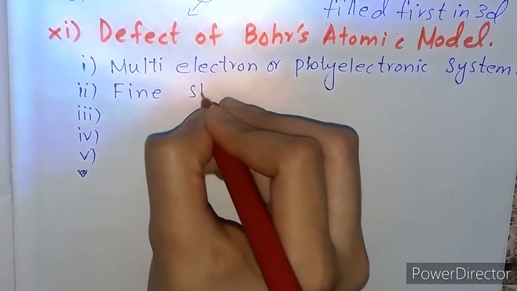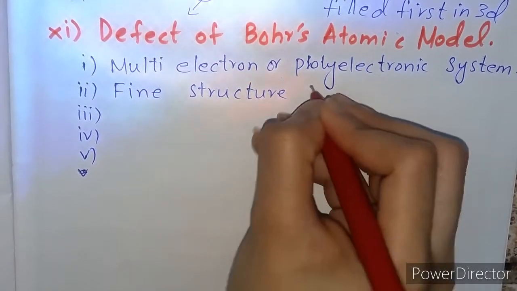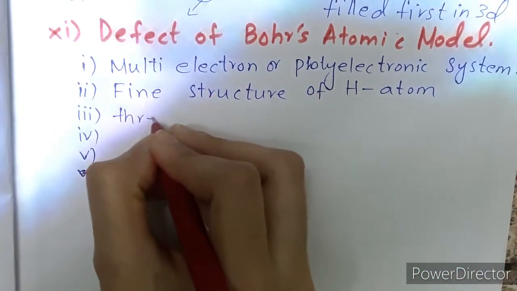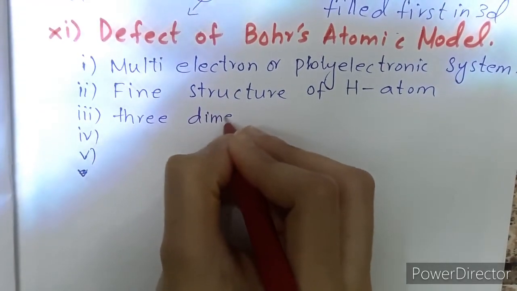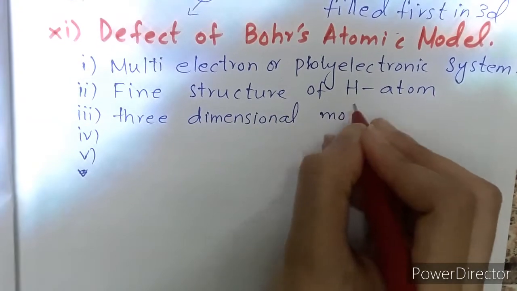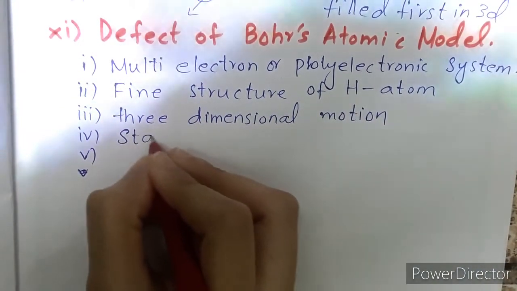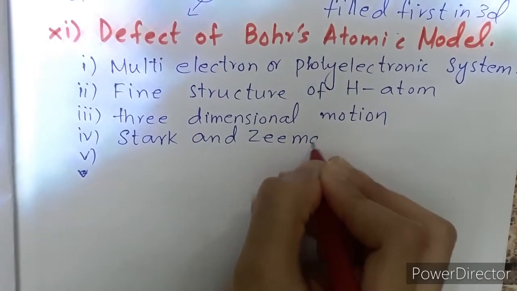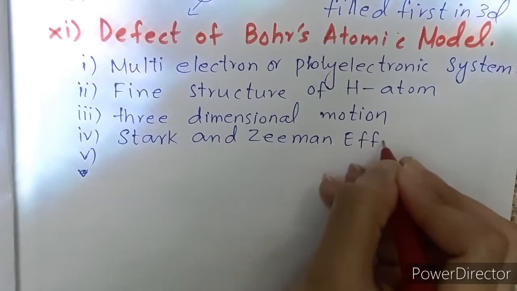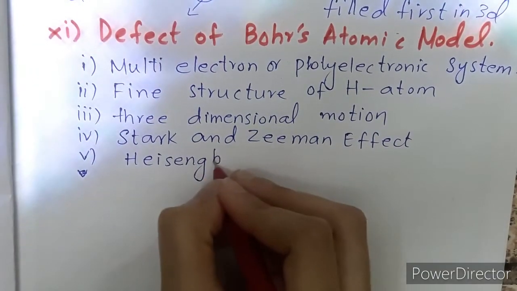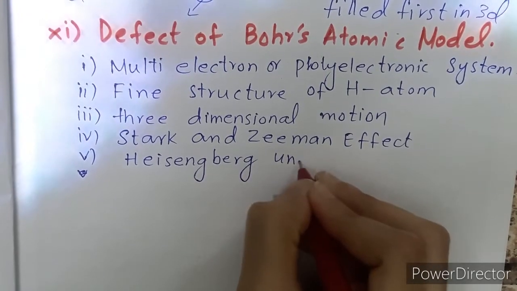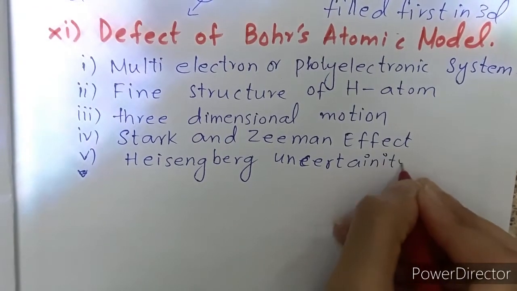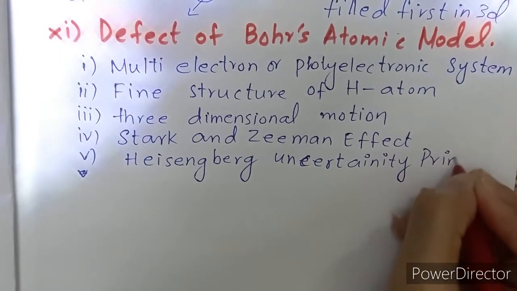Find structure of H atom. Structure of hydrogen atom. 3-dimensional motion. Stark and Zeeman effect. Heisenberg uncertainty principle. So these are the 5 points of defects of Bohr.